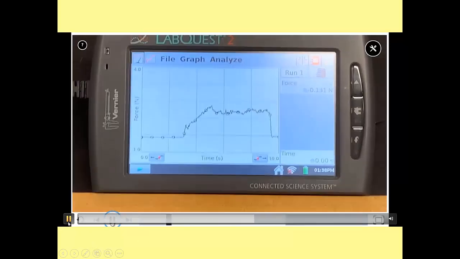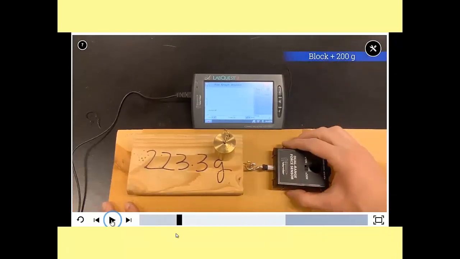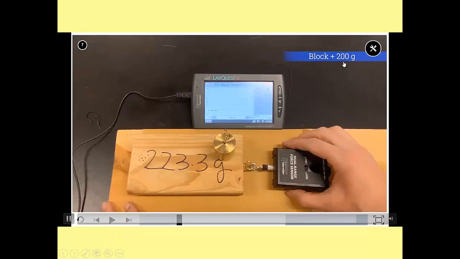Then you'll notice that after it blows it up, you can pause it like I did. In the next trial, you'll notice they've added masses. How much mass? It tells you right up here. It's added 200 grams, which is 0.200 kilograms, to the 223.3 grams for a total of 423.3 grams, which would be 0.4233 kilograms. And I've helped you out with that on the lab sheet. Then it's going to pull it again, and zoom in again. And every time, it adds another 200 grams to the block.